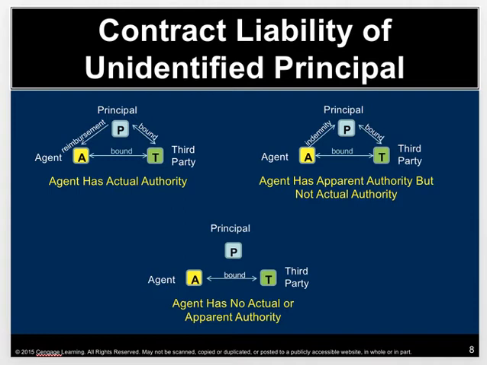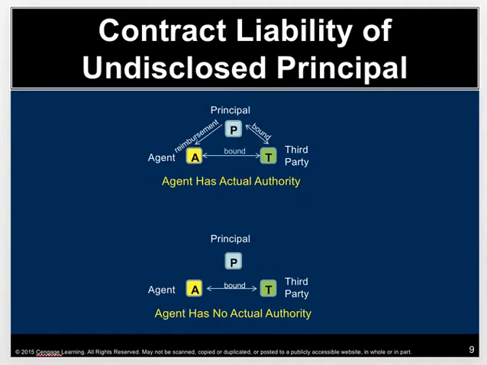The agent's going to be fully liable for that because, again, it's really obvious if you think about it. It makes common sense. The agent did not have authority, and therefore the agent is the one that's going to be liable. What about if we have an undisclosed principal?